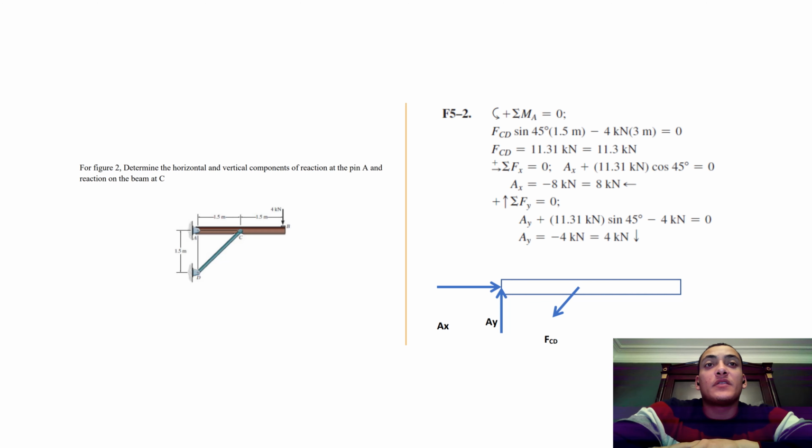Finally, we have to get the sigma Fy, which must equal 0. Ay plus 11.31 kilonewtons sine 45 minus 4 kilonewtons equals 0, which gets us the final answer of negative 4 kilonewtons, which makes our assumption in the free body diagram wrong. So it's 4 kilonewtons downward.